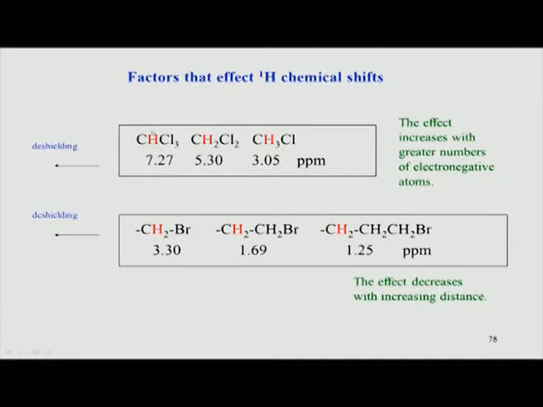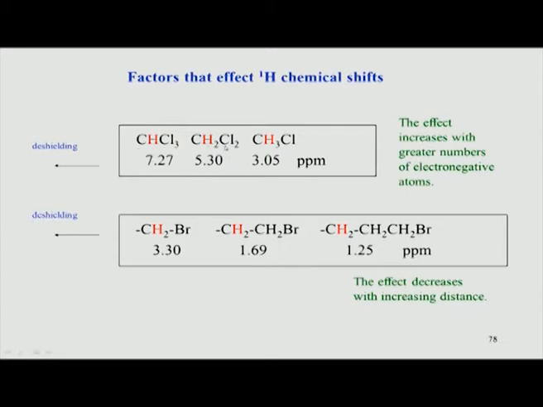Remember, shielding is essentially protecting that nucleus from the main magnetic field. So, shielding pushes that hydrogen atom upfield near 0 ppm, but if you remove that shielding effect, it goes more downfield towards 7 or 8 ppm. So, this is what we are seeing here.